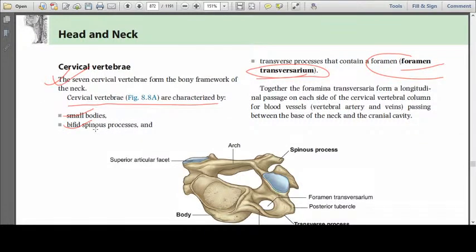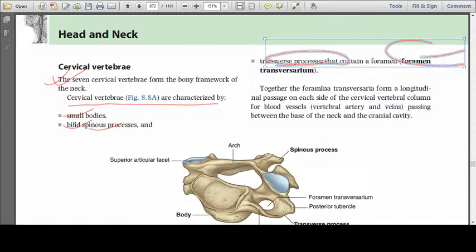Small bodies, bifid spinous process. There is a spinous process, but it is bifid. Transverse process contains the foramen transversarium. Together the foramen transversaria form a longitudinal passage on each side of the cervical vertebral column for blood vessels. I'm going to read it again. Together the foramen transversaria form the longitudinal passage on the side of the cervical vertebral column.